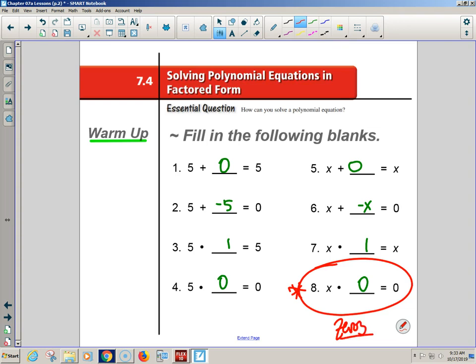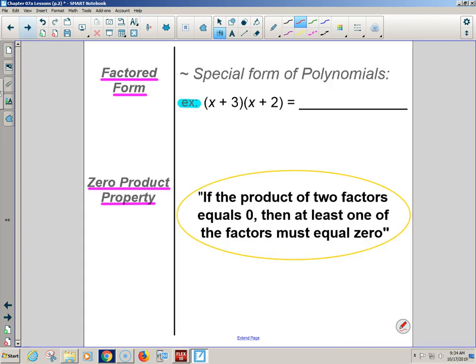Alright, guys, focus. Ready? So far, what you really need to have down is the number and the title. That's about it. If you got the rest of it, cool. If not, it's fine. Section 7.4, solving polynomial equations in factored form. Okay, you ready?